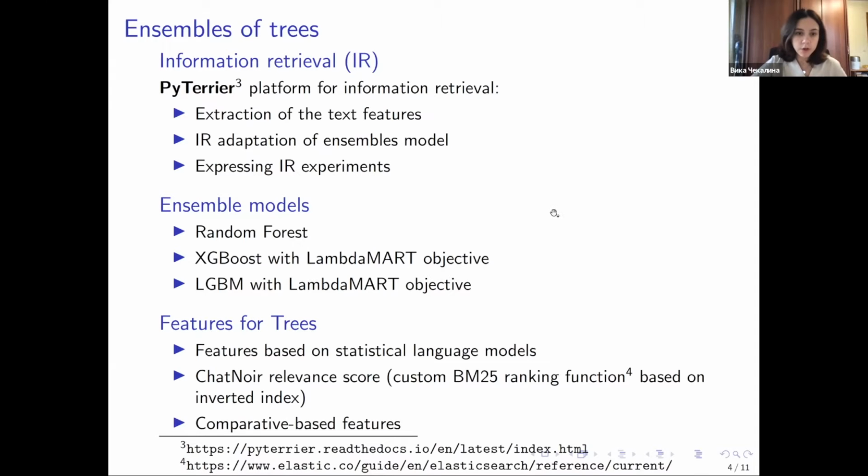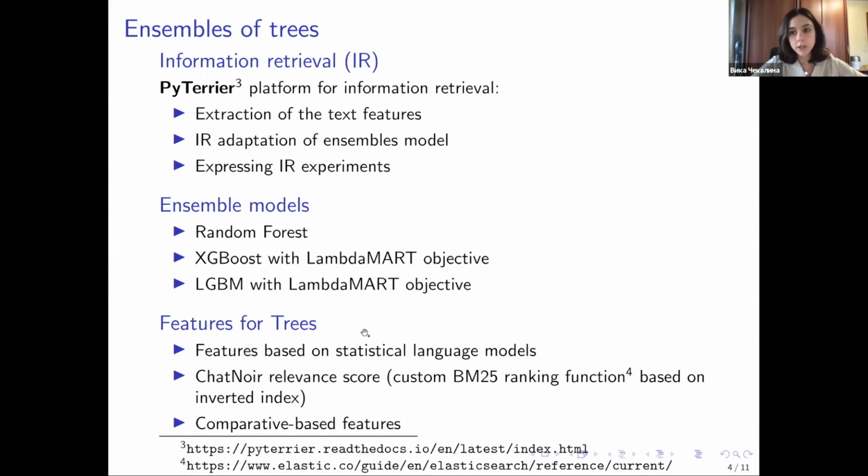So we chose the following ensemble models: random forest, XGBoost with LambdaMART objective, and LightGBM with LambdaMART objective. LambdaMART is a combination of LambdaRank and MART. LambdaRank aims to minimize the number of inversions in ranking, and MART, multiple additive regression trees, is an implementation of a boosted method.